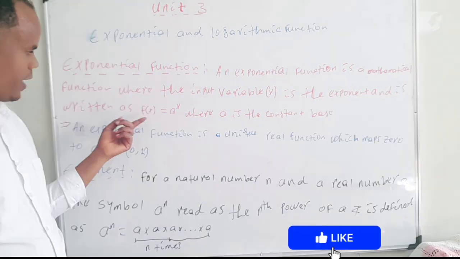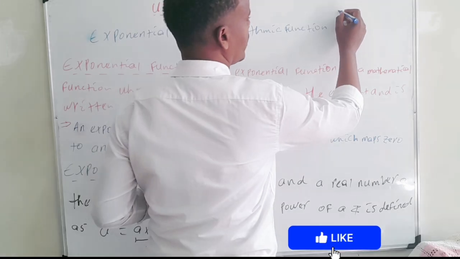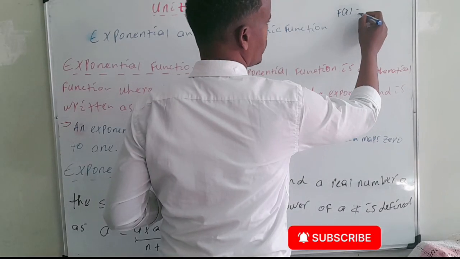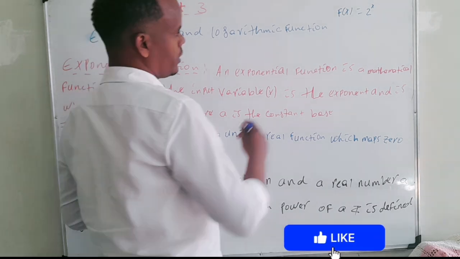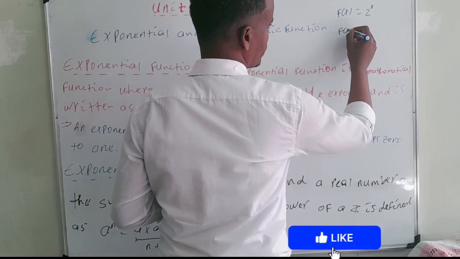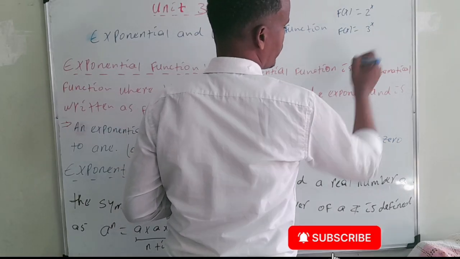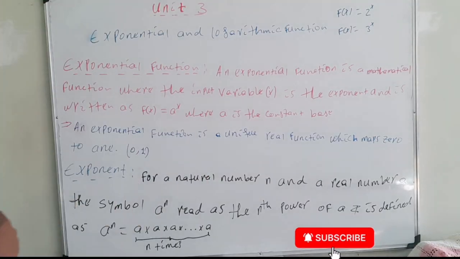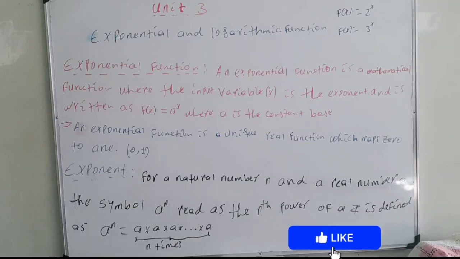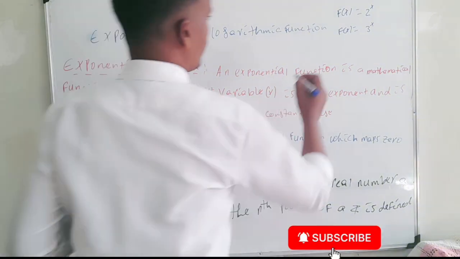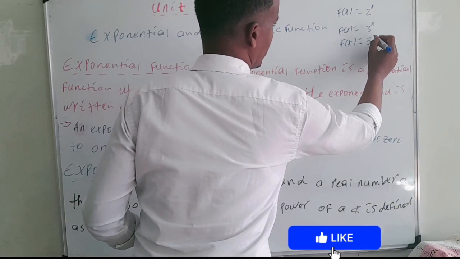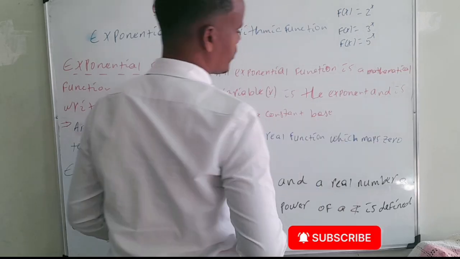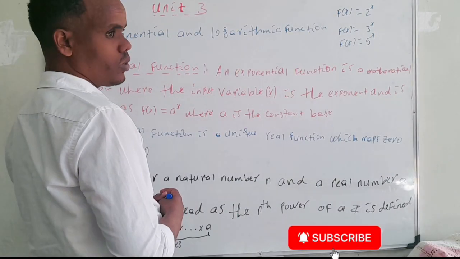For example, f of x equals 2 to the power of x. This is an exponential function, and f of x equals 3 to the power of x is also an exponential function. And f of x equals 5 to the power of x. These are exponential functions.